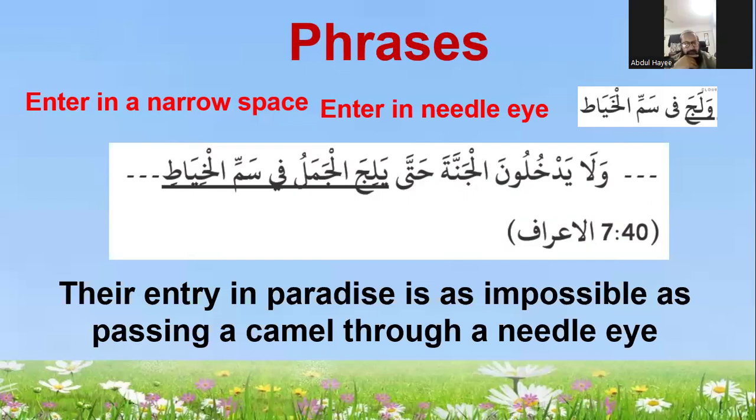Entry into paradise is as impossible as passing a camel through the eye of a needle. Look at the example which Allah subhanahu wa ta'ala gave. As the camel is so big, it cannot pass through the needle's eye, the opening of the needle. Can this camel pass through that so small thing? No. Same is that these kafir or mushrikeen will not enter paradise. It's just as impossible as a camel passing through the eye of the needle.